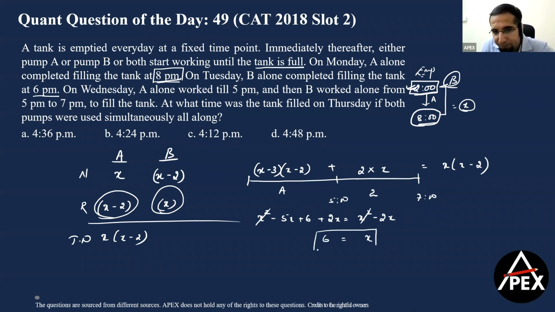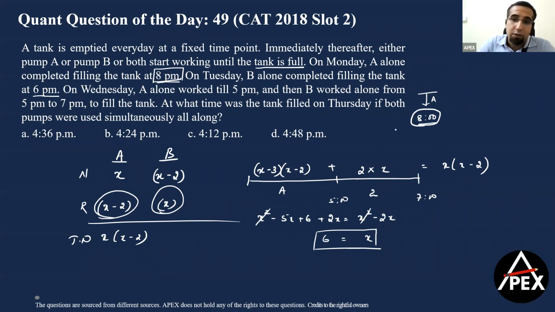And the left hand side is equal to 6, which means it's pretty clear that tap A is taking 6 hours to complete the tank. Clear? 6 hours to complete the tank and it completes at 8 p.m. That means 2 p.m. is the time at which tap A started work. Clear? Right? So this is the first part of the question.